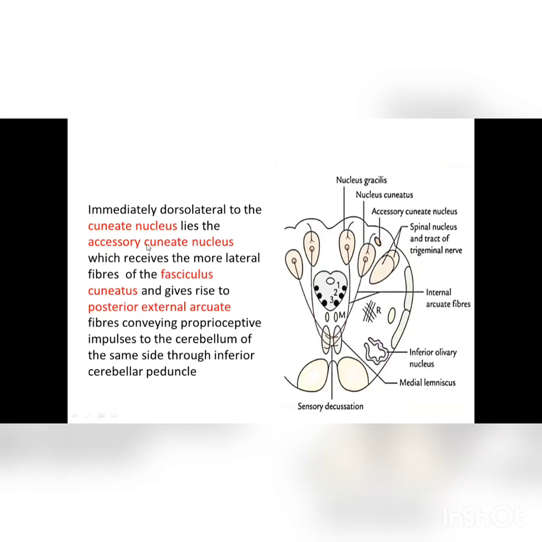Immediately dorsolateral to the cuneate nucleus, we have the accessory cuneate nucleus, which receives the more lateral fibers of the fasciculus cuneatus and gives rise to posterior external arcuate fibers, conveying proprioceptive impulses to the cerebellum of the same side through the inferior cerebellar peduncle.